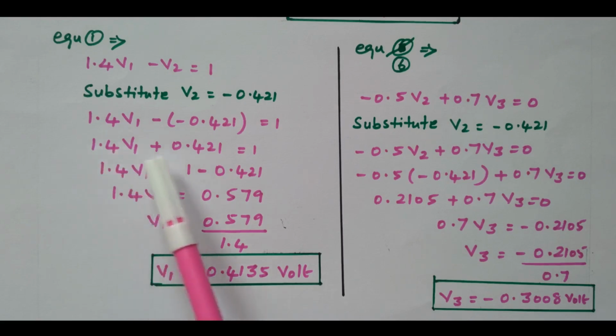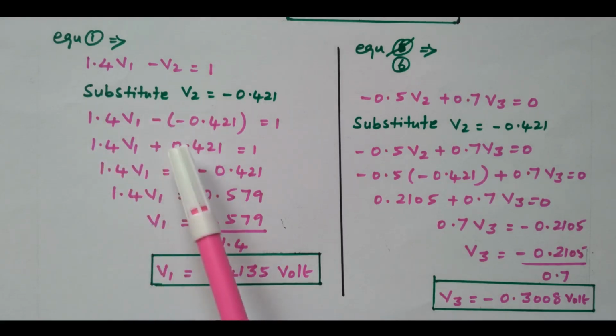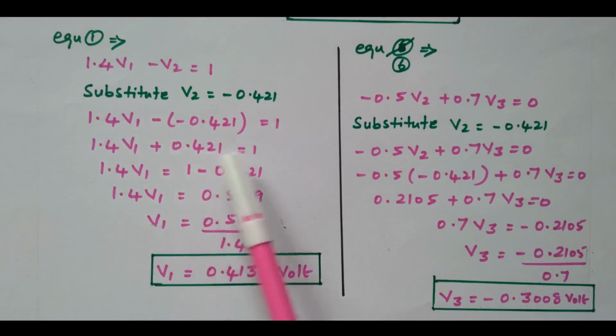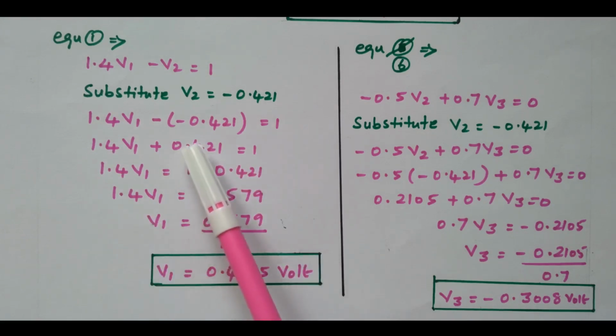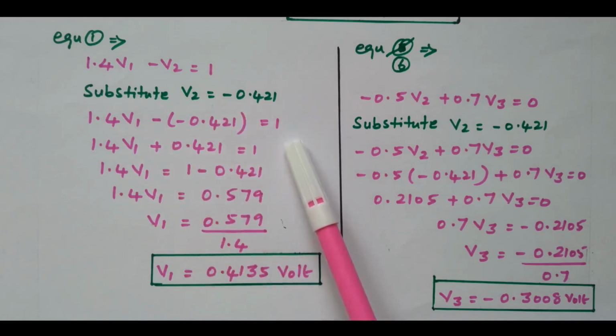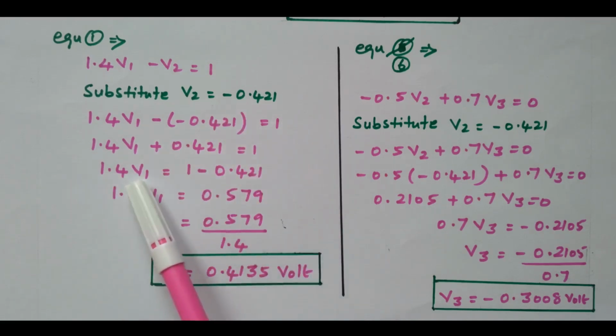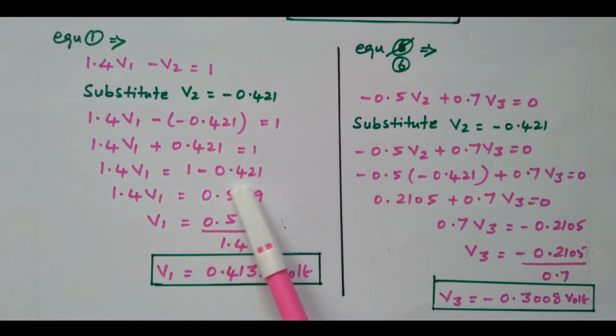So 1.4 V1 equal to 1 plus... both are negative, so it becomes positive 0.421. Bring this 0.421 from the left side to the right hand side, so it becomes negative. 1.4 V1 equal to 1 minus 0.421. So 1 minus 0.421 is 0.579. So V1 equal to 0.579 divided by 1.4, that is equal to 0.4135 volt. So the first node voltage V1 we calculated is 0.4135.